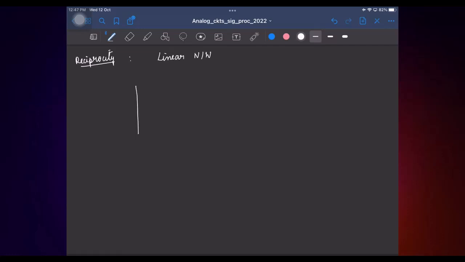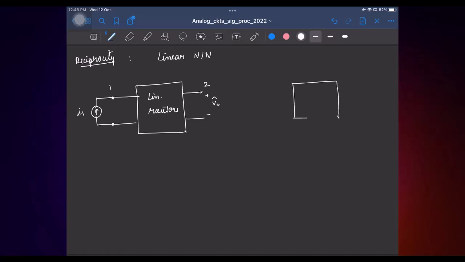And say we take a linear network, and I'll assume it consists only of resistors to start with. Linear. We'll see after. First, we'll assume that it's a linear network containing only resistors. Okay, so I'll number this as 1, 2, although I can number as 1 million, 2 million. So here, say I inject the current I1 and try to measure voltage V2 hat. I'll take the same network.